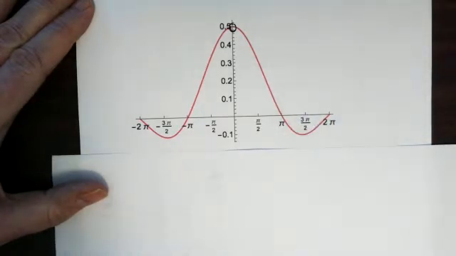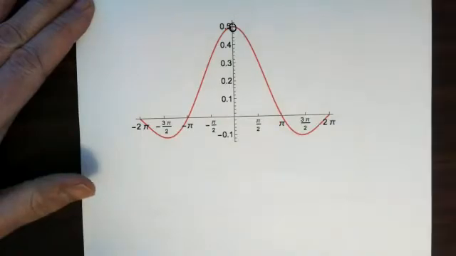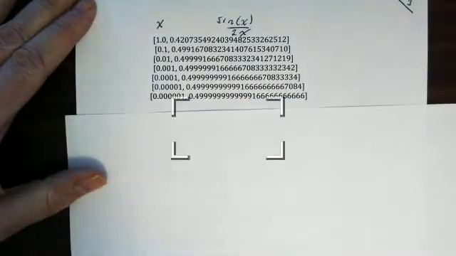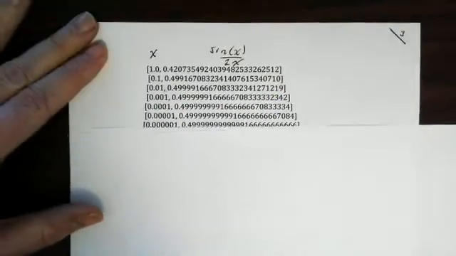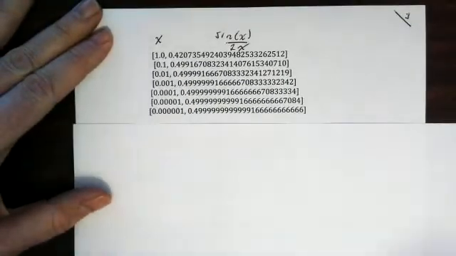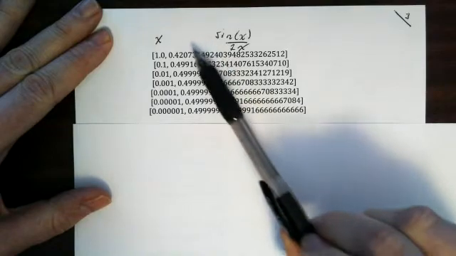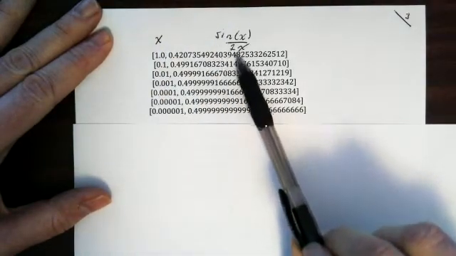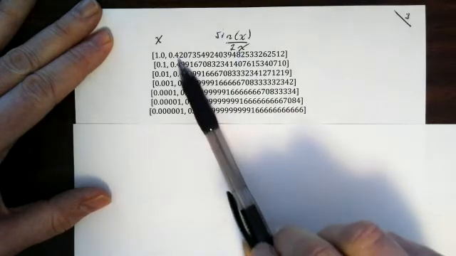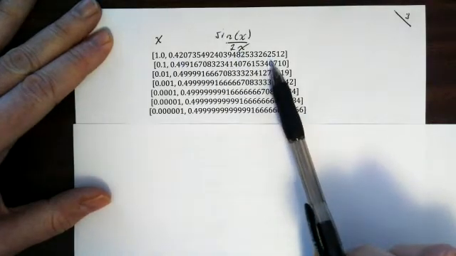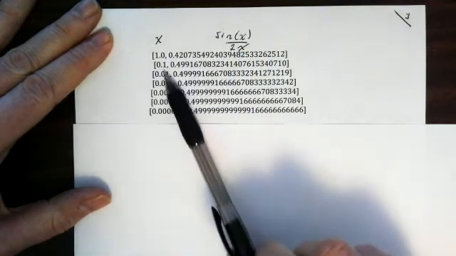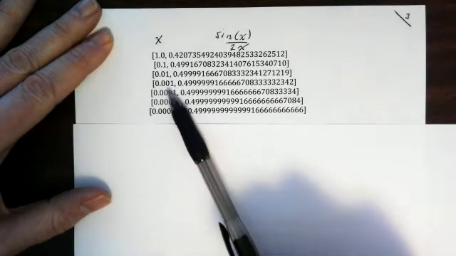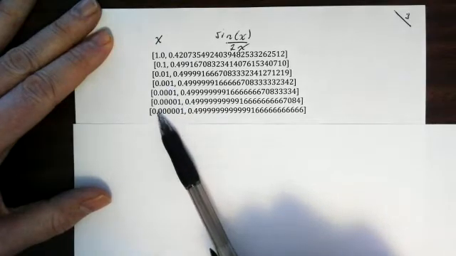We can view this numerically as well. Here's a table of values. I did this quickly using some computer software that we might look at later in the semester. I took various x values, plugged them into the sine of x divided by 2x, and I went out many, many significant figures. So right here we have the x values 1, 0.1, 0.01, 0.001, and so on and so forth.